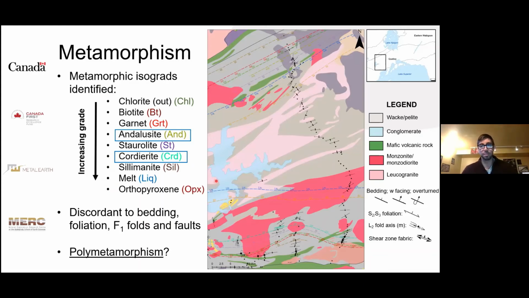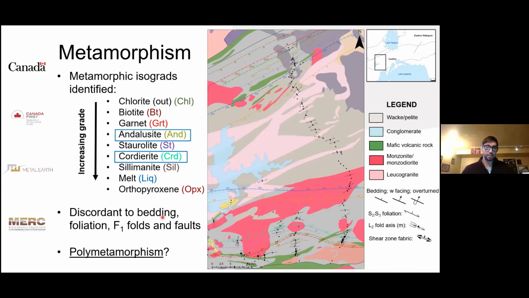So the metamorphic isograds specifically are chlorite, biotite, garnet, andalusite, staurolite, cordierite, sillimanite, the melt, and orthopyroxene. Now, not all the transects show this full range of isograds. Especially the orthopyroxene isograd is only found in the eastern part of the easternmost transect that we mapped, and the melt zone is not found in the western transect. So overall, we see an eastern increase in metamorphic grade within the Quetico.